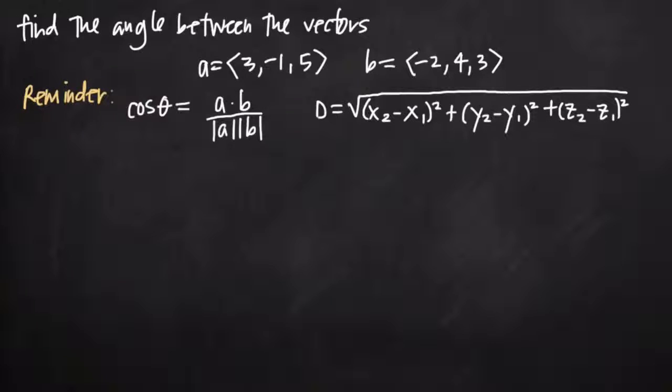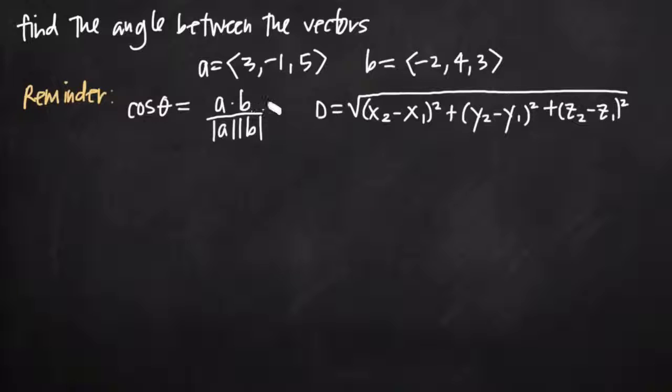Today we're going to be talking about how to find the angle between two vectors. In this particular problem we've been given two vectors, A represented by ⟨3, -1, 5⟩ and B represented by ⟨-2, 4, 3⟩. Remember that this notation tells us that we have a vector whose initial point is at the origin, with a terminal point at the coordinate point (3, -1, 5). And in the case of vector B, we have a vector with initial point at the origin and terminal point at (-2, 4, 3).